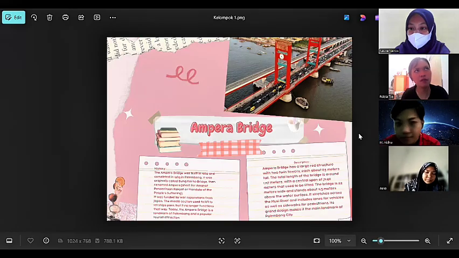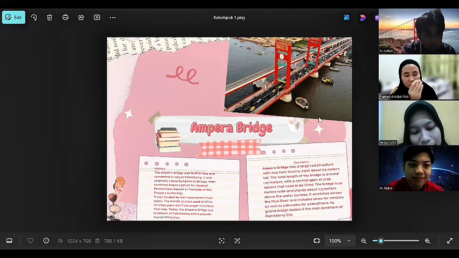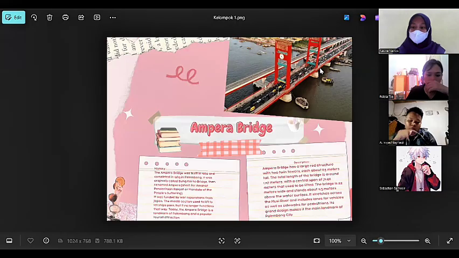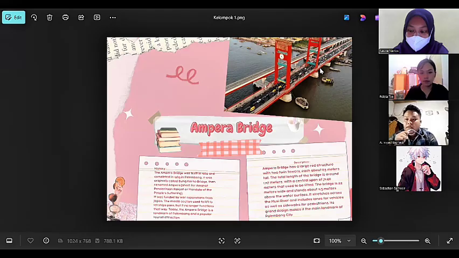Nothing? No one? Irsyad, do you want to say something? Yes, Miss. I have a question for group 1. First of all, let me introduce myself. My name is Sersha Bayhaki and I'm from group number 3. I have a question about Ampera. Why is Ampera Bridge no longer operational like it used to be? That's it, Miss. Thank you.